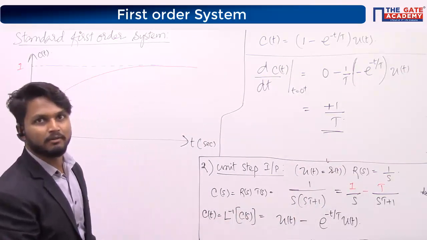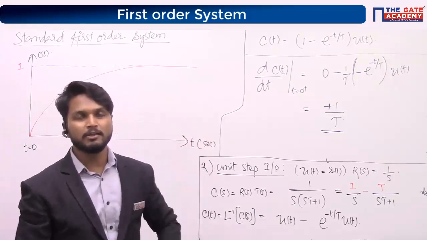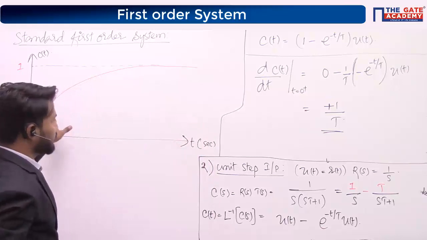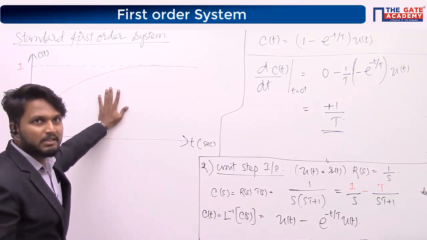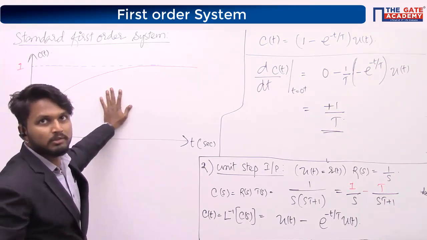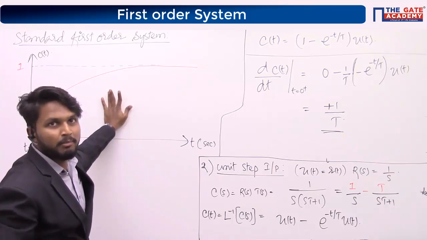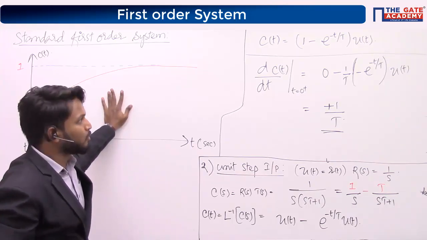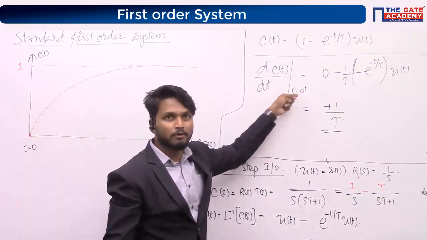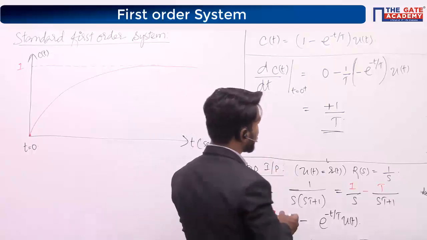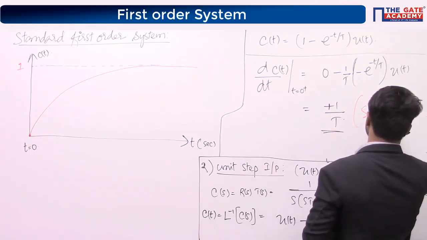C of t is this particular curve, right? If you are differentiating this c of t, what are you finding for this curve? Aren't you finding slope? Yes or no? Yes, you are finding slope of this curve by differentiating it, right? So slope at what point? Slope at t is equal to 0. You are finding out slope at t is equal to 0.